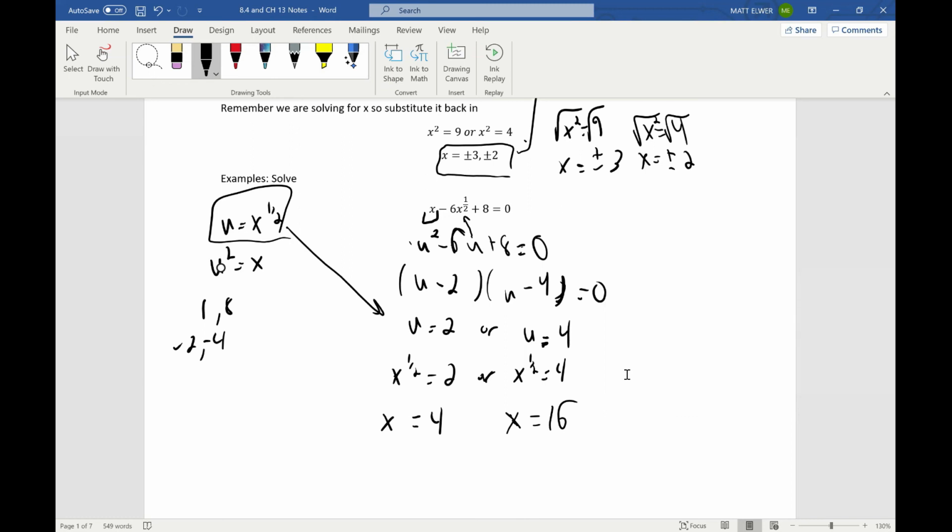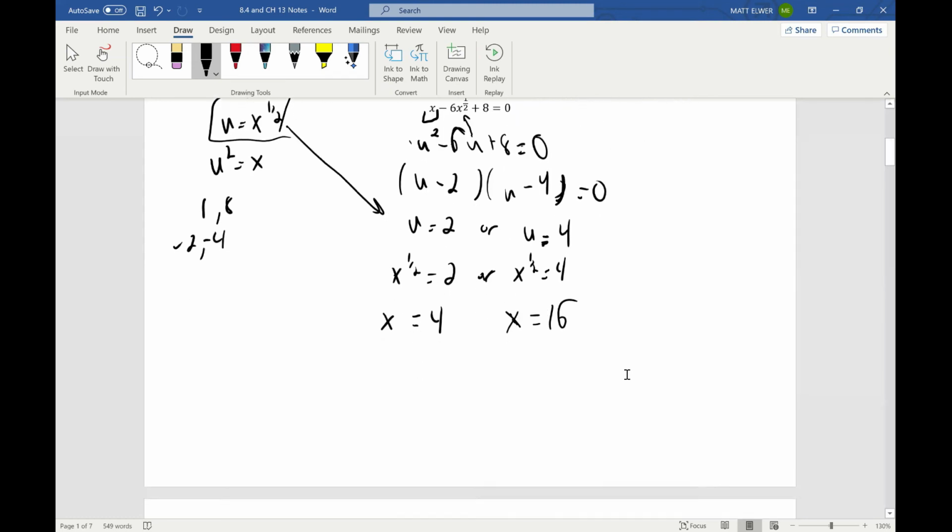And if you want to check them, like I said on the first one, you can feel free to, but I'm going to omit that in this lecture. So these are both true for sure, but if you plug them back in, you can check for yourself. They're both solutions to the equation.